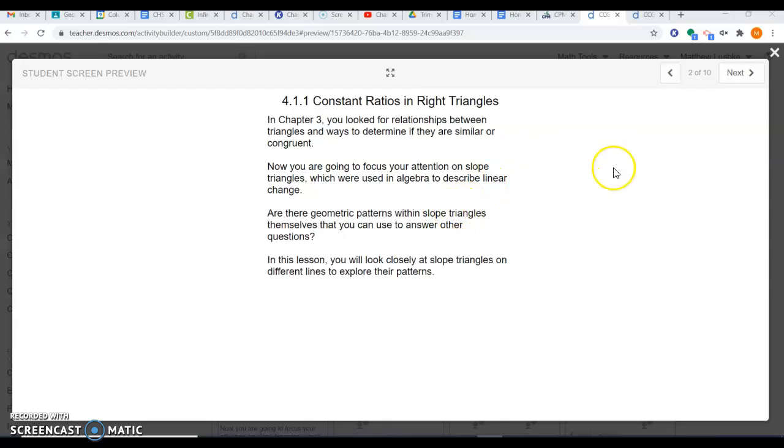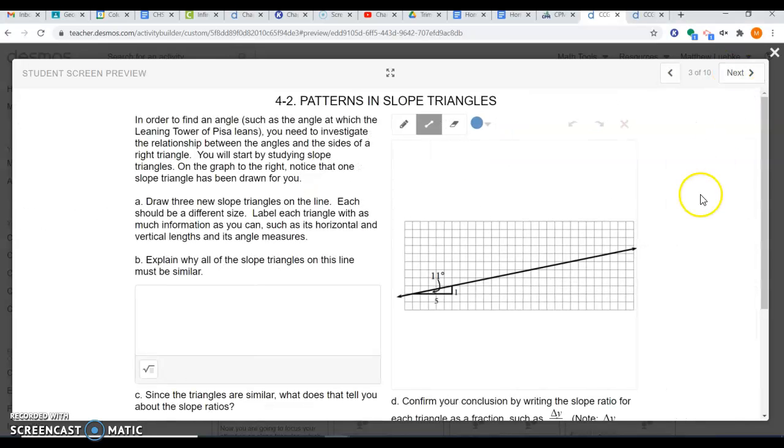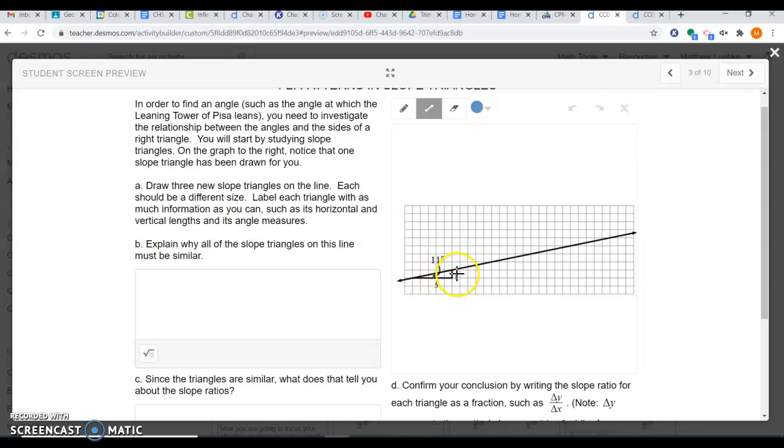And we're going to try to catch a pattern in this first lesson between the ratios in the slope triangles and the angles of the slope triangles, and see if those can tell us something as we move forward throughout chapter 4. So the first one here, you can see they have a slope triangle and an angle they're telling you is 11 degrees. It tells you to draw 3 new slope triangles, and each should be a different size.